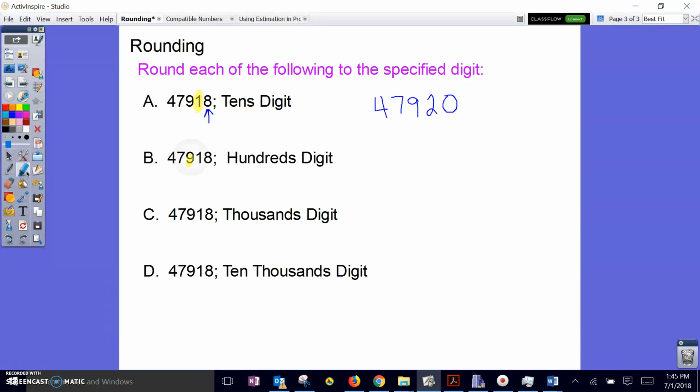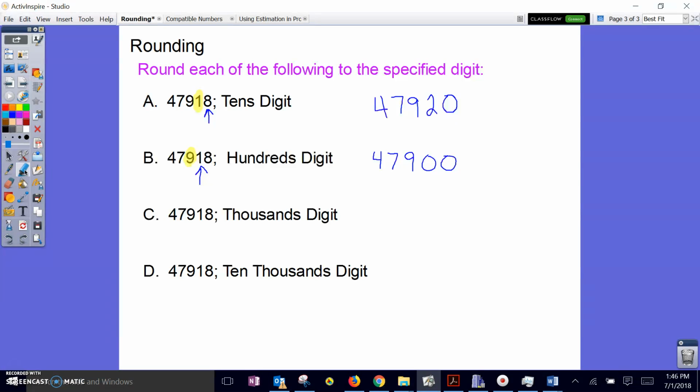If we round to the hundreds digit, we're looking at the 9 here as our rounding digit. We look at the digit immediately to its right. That's a 1. 1 is 4 or below, so it's going to round down. Everything to the left stays the same, and then everything to the right becomes zeros.